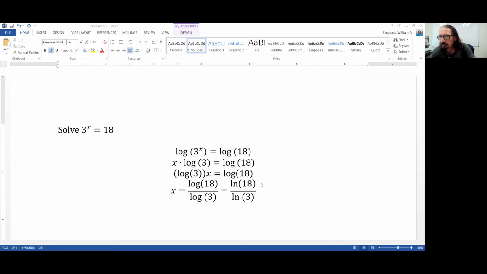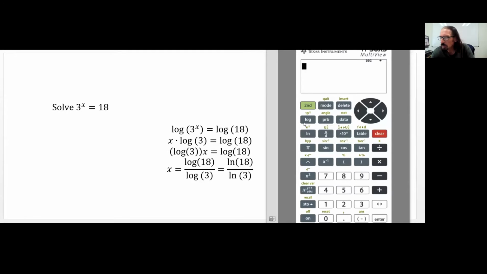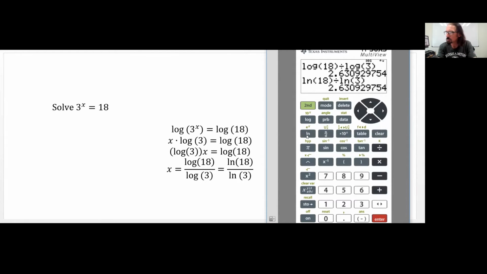You find the log button here. Oh, hold on a second. There, now you should be able to see the calculator. Log button here, log of 18 divided by log of 3. And remember, I said I expected an answer between 2 and 3. If I use natural log, which is just below it, natural log of 18 divided by natural log of 3, same result.